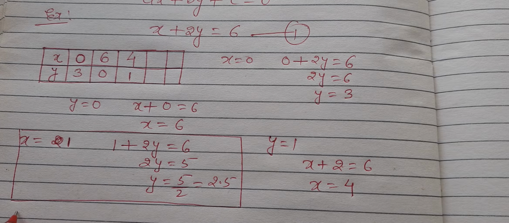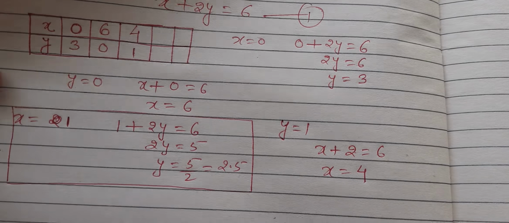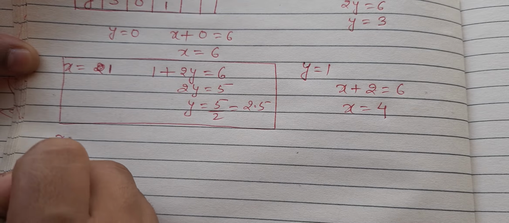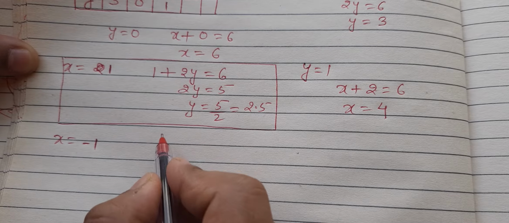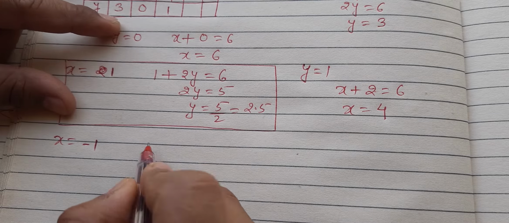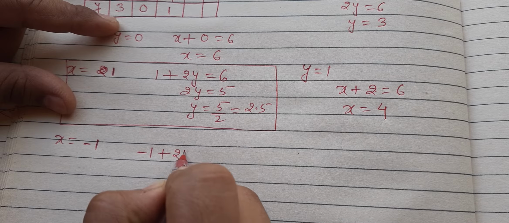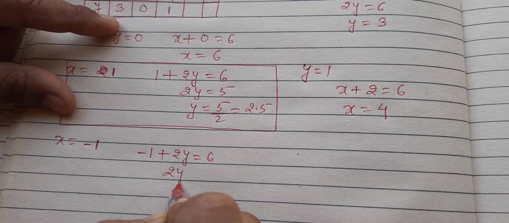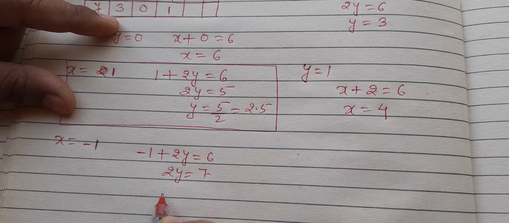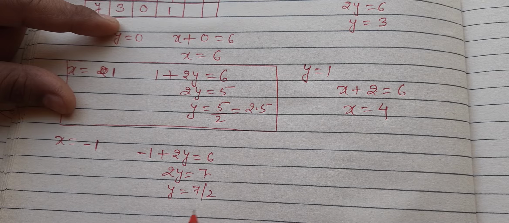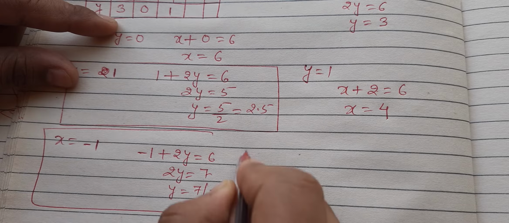Okay, now we can also take negative values. We can take x equals to minus 1. But when we put x equals to minus 1, we will get minus 1 plus 2y equals to 6, 2y equals to 6 plus 1, which is 7, and y equals to 7 by 2. Again we are getting a value in fractions, so we will just ignore it.